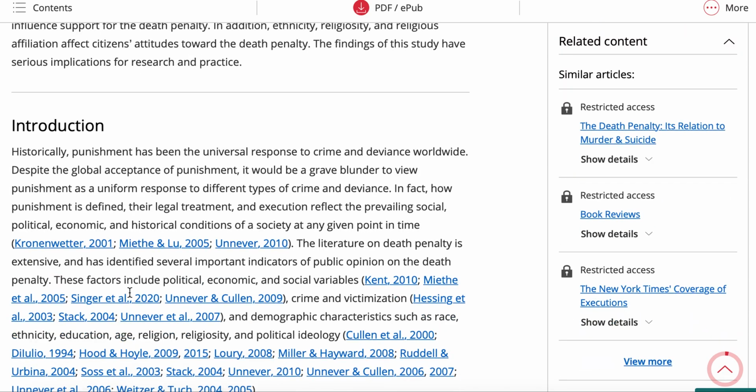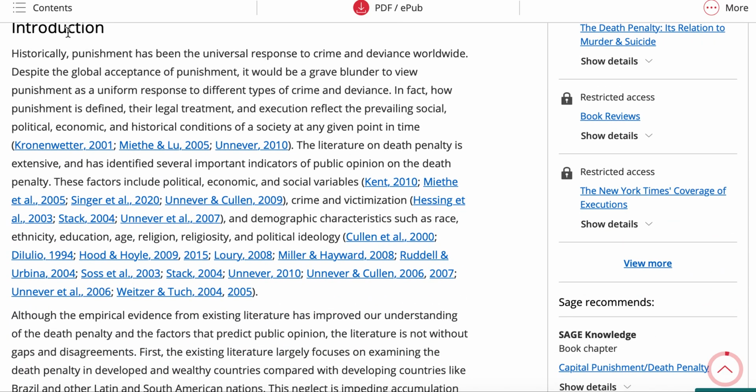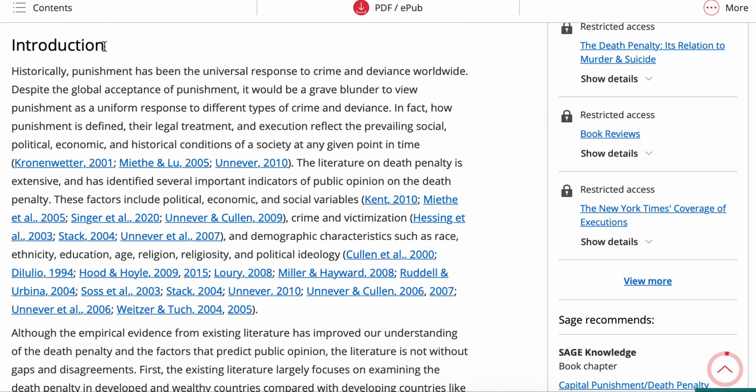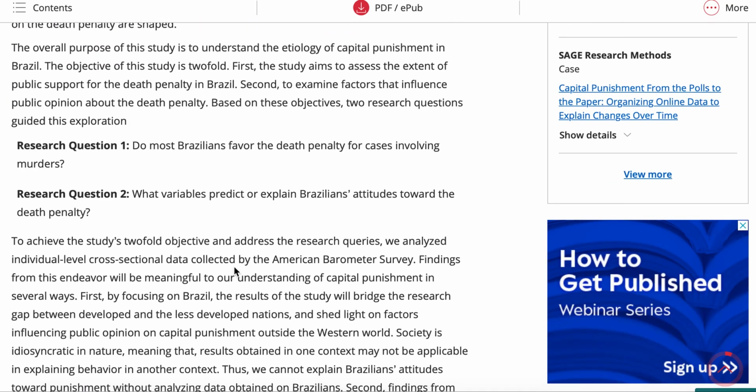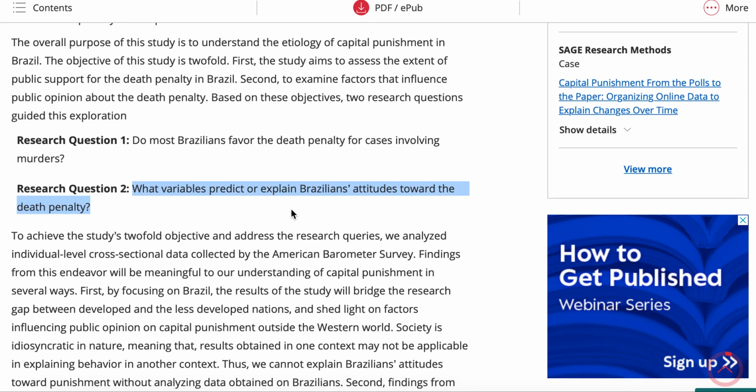So the actual paper starts here. You have an introduction, and you'll have this in your final research paper as well. The introduction gives you a brief introduction of the problem. And then it might lead up to research questions at this point. So these scholars looked at, do Brazilians favor the death penalty, and what variables predict their attitudes towards the death penalty.